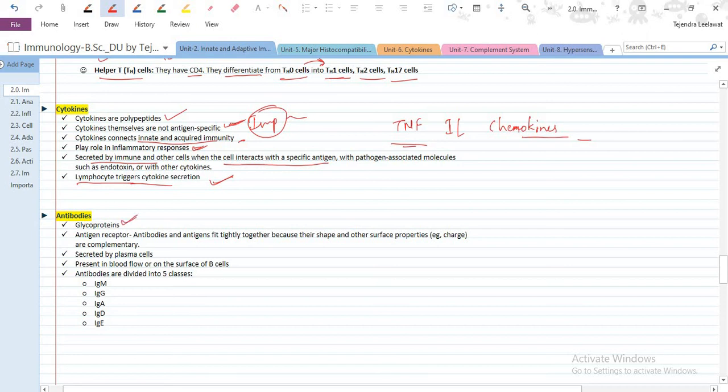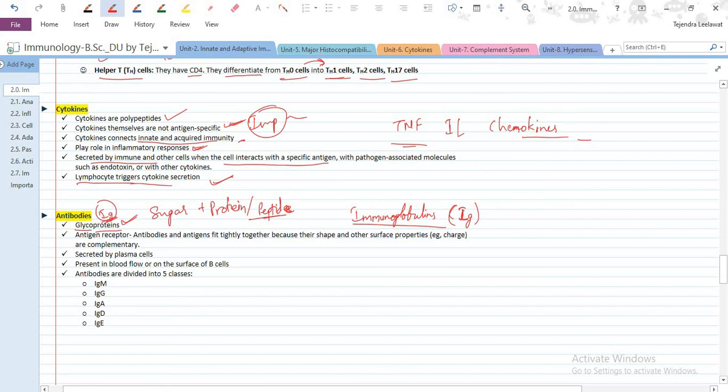Antibodies are specific glycoproteins. Glycoproteins means they contain sugar plus proteins, or we can say sugar plus peptide. That's why these are called glycoproteins: glyco, sugar, and proteins. They contain these types of molecules, and they are also called immunoglobulins, or Ig in short form. So Ig are antibodies actually.